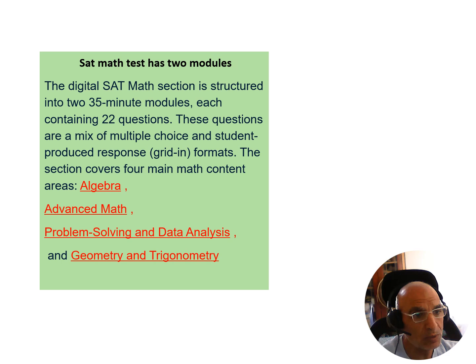The SAT math test has two modules. The digital SAT math section is structured into 35-minute modules. Each contains 22 questions. These questions are a mix of multiple choice and the student-produced response grid-in format. The section covers four main math content areas again: algebra, advanced math, problem solving and data analysis, and finally geometry and trigonometry. The math is out of 800 and the English is out of 800, so the total score in the SAT is 1600.